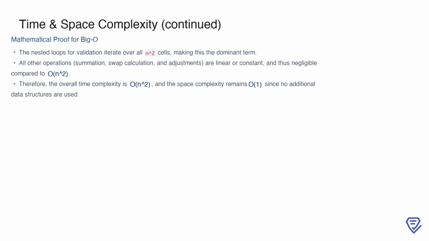On the space side, we've already established that the algorithm uses only a fixed number of auxiliary variables, with no additional data structures, resulting in a space complexity of 1. This concludes the analysis, confirming that the solution is both time and space efficient.